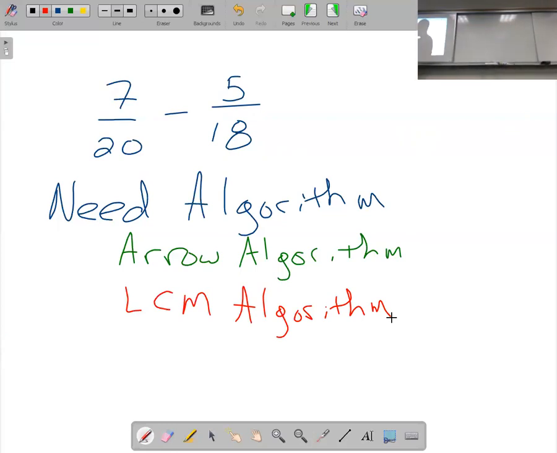So pick an algorithm, arrow or LCD, come up with an answer, resist using your calculator if possible. I know it's hard. Calculators are wonderful, beautiful tools. We should use them. 18 times 7 in my head is a little tricky, but doable.